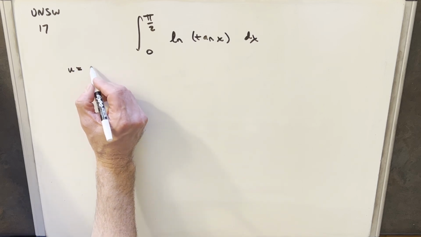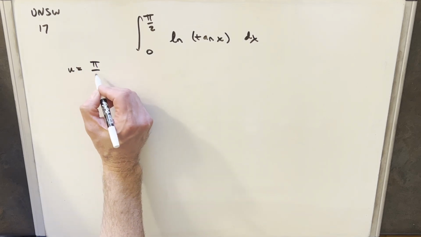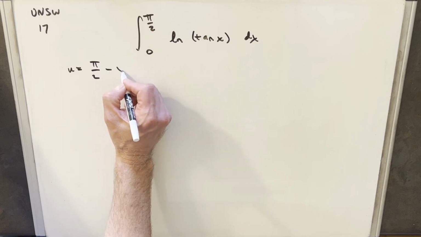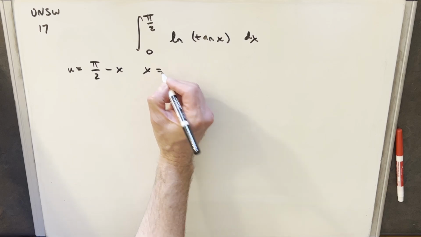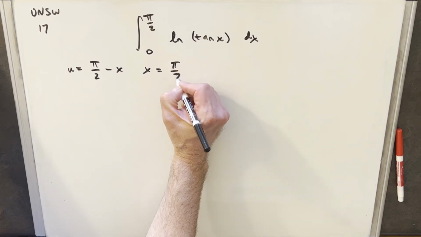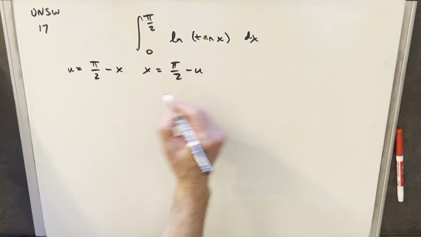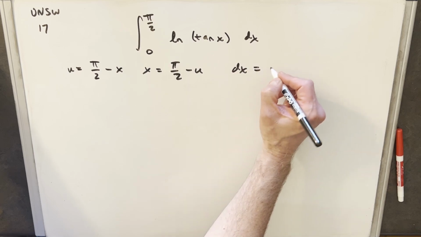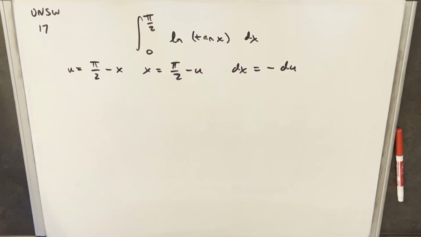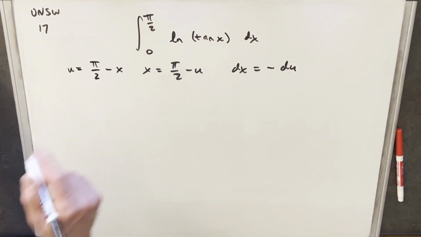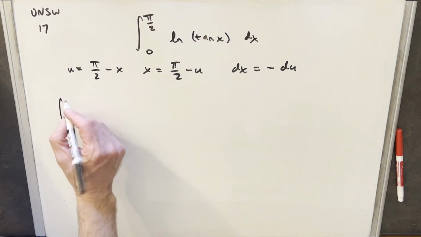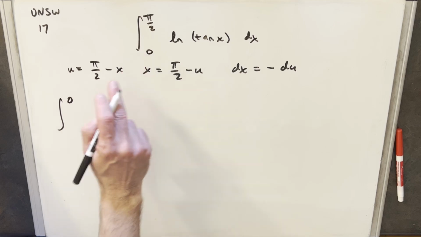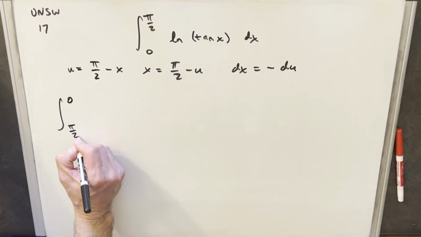So what we can try is, we can set our u equal to pi over 2 minus x. Then just a quick rearrange solving for x. We have x equals pi over 2 minus u. We'll take our derivative, and dx is going to be minus du. Now we're just going to do our substitution and see how it goes. So if we plug a pi over 2 in here, we're going to have a 0 on top, and then we plug a 0 in, we're going to have pi over 2.